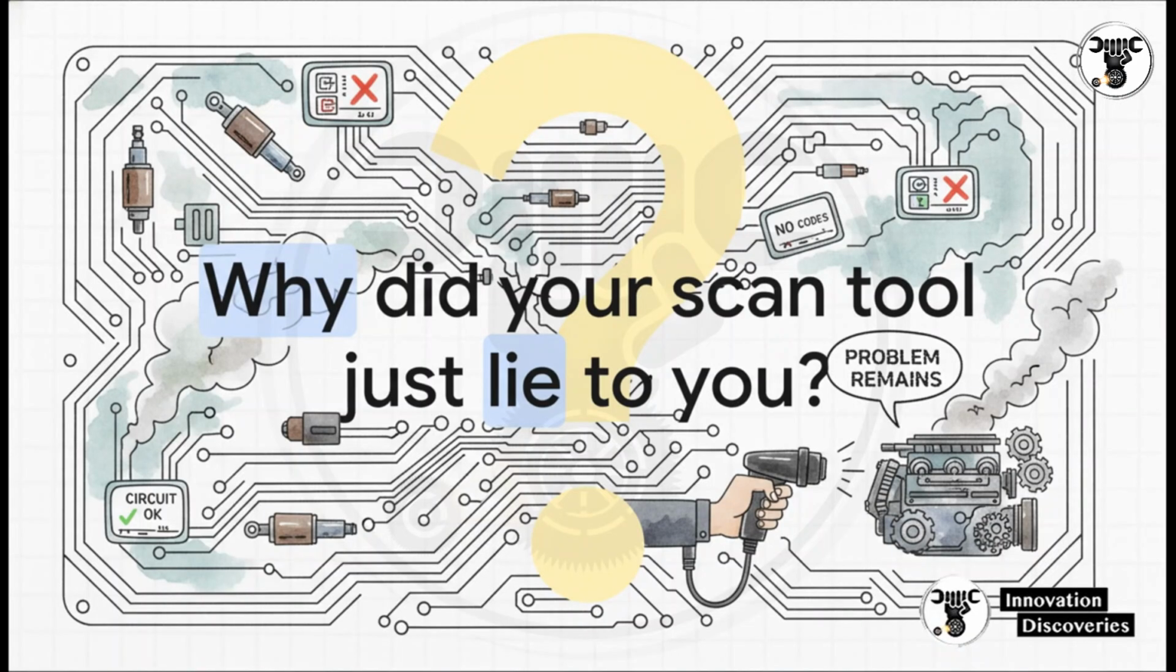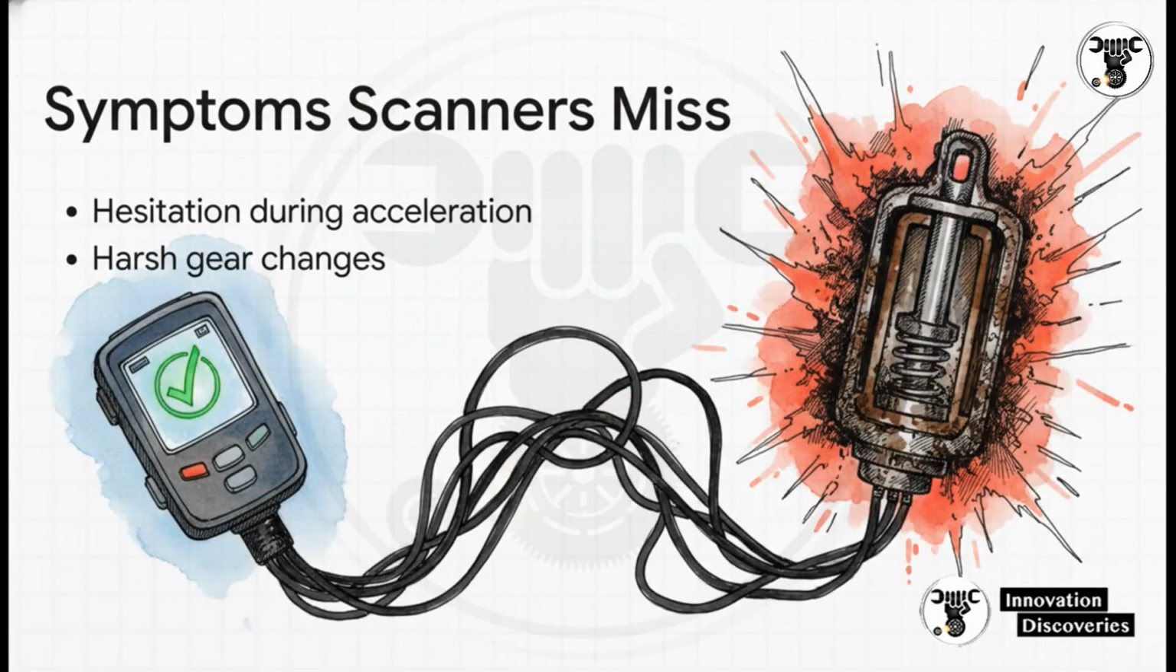Picture this. You've got a car running terribly, zero codes. So you go ahead and load up the parts cannon and fire away. But the problem is still there. Why does that happen? Well, here is the brutal truth. A basic scan tool only sees electrical continuity. It completely misses the actual physical mechanical delay of a sticking solenoid. And it's exactly these delays that cause those real-world drivability issues.